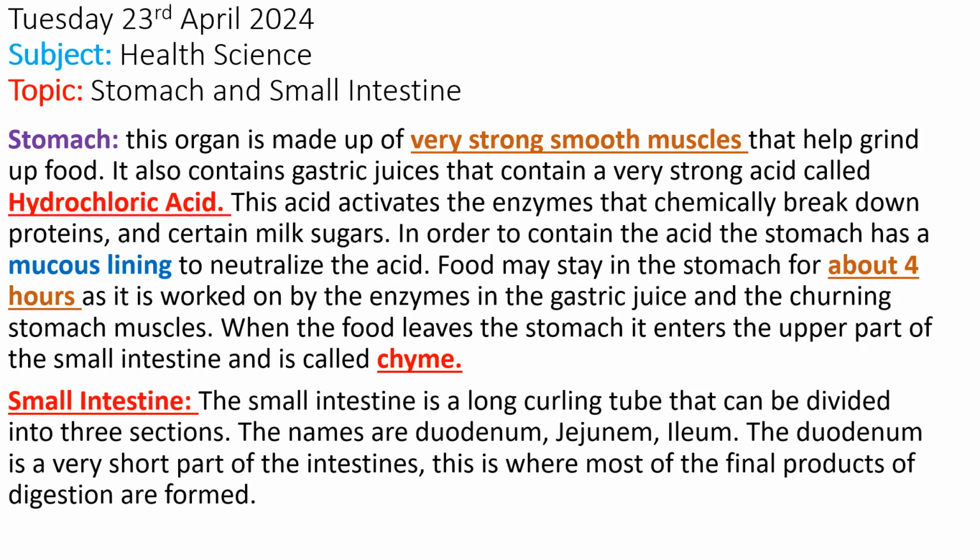Stop right there. When food leaves the stomach and goes into the small intestine, what is it called? The chyme. Very good.